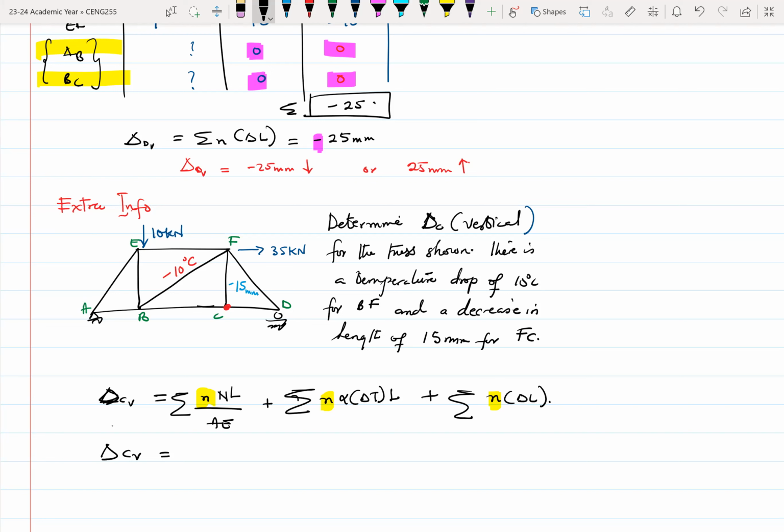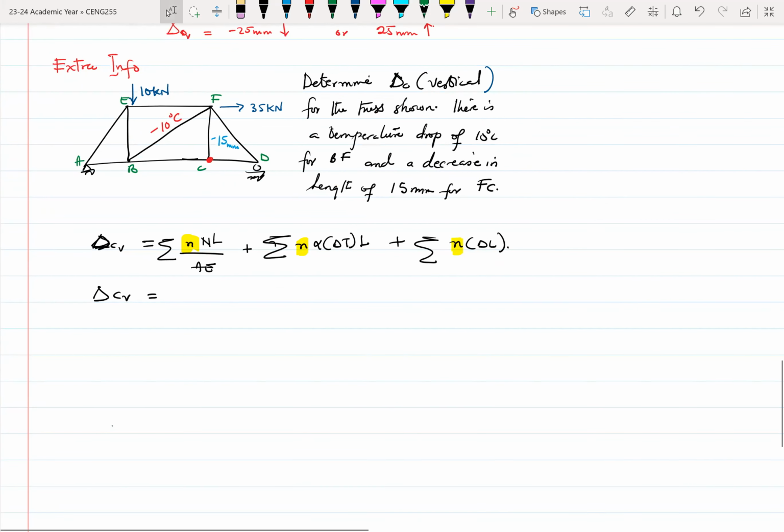Right. All this time we have been finding vertical deflections. It doesn't mean that we cannot find horizontal deflections. We can. All right. So we can take note of that. The major difference will be that when you are finding horizontal deflections, for example, if the question states, let's say, using the same example up there, determine delta E horizontal.